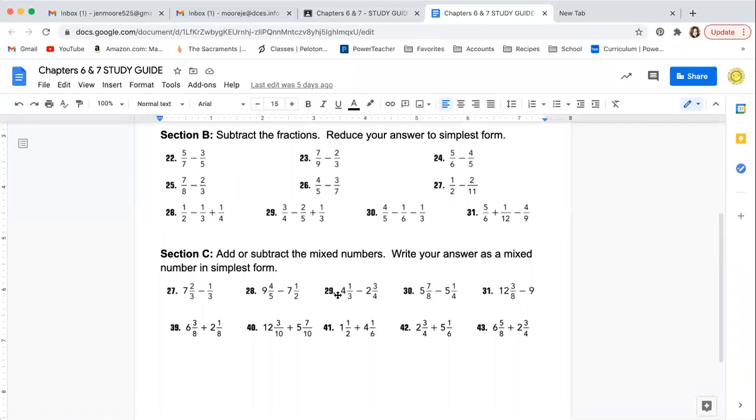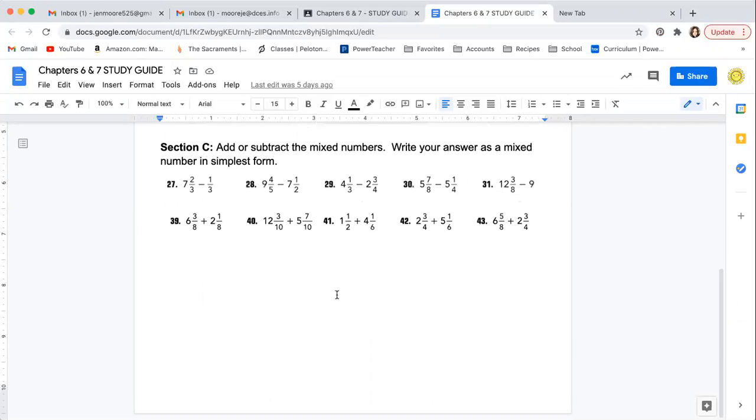Section B, same routine. Instead of adding, you're subtracting the fractions. And then section C is really focused around 6.4, 7.4, what we were working on last week, of what do we do when we have a mixed number situation. You can convert just the fractions into common denominators and deal with them, or you can do the around the world trick and deal with improper fractions as you try to add or subtract them, okay?